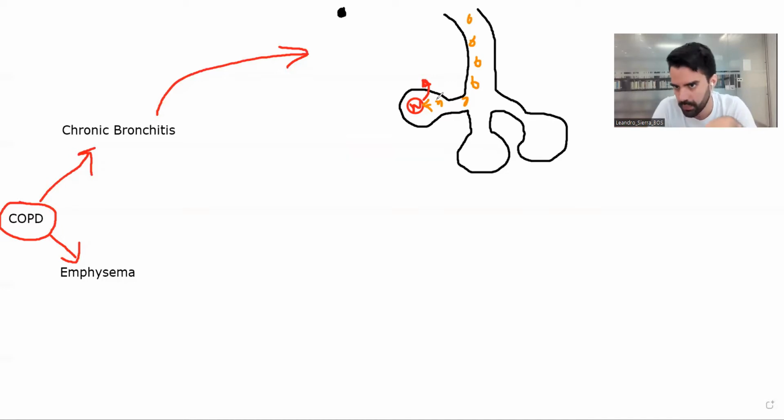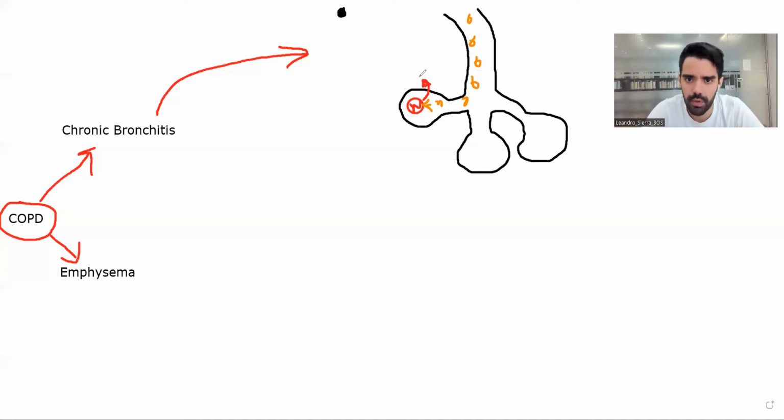One example is smoking. Chronic bronchitis is well known because of smokers, but there are other examples too. People that used to cook with wood many years ago are also affected with chronic bronchitis. I've seen in the hospital a lot of people with this disease secondary to cooking with wood. So smoking is not the only main thing here.